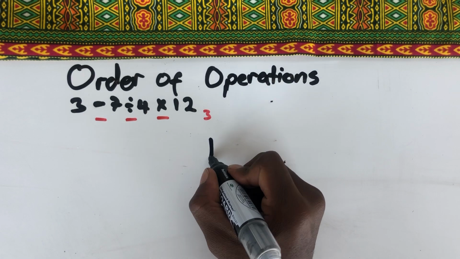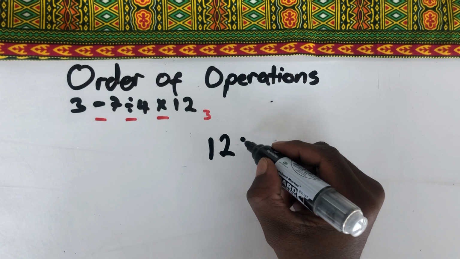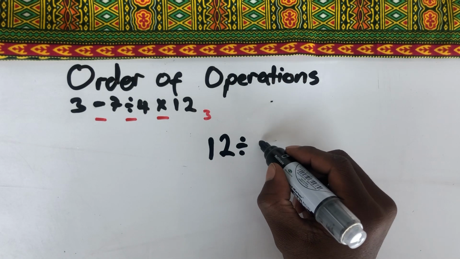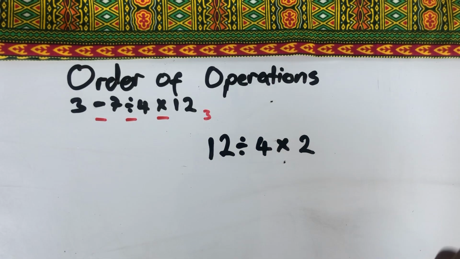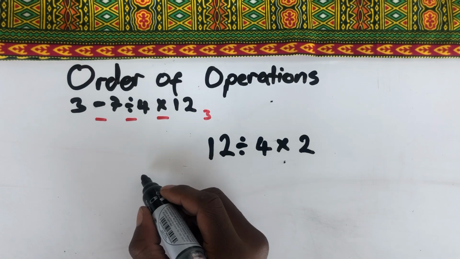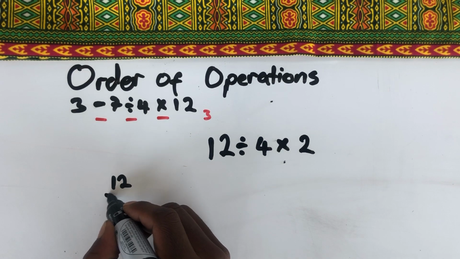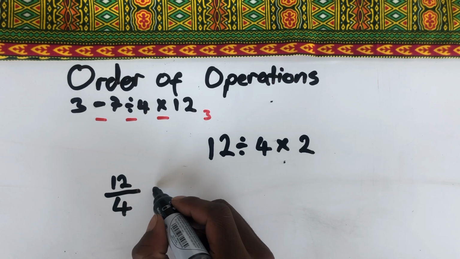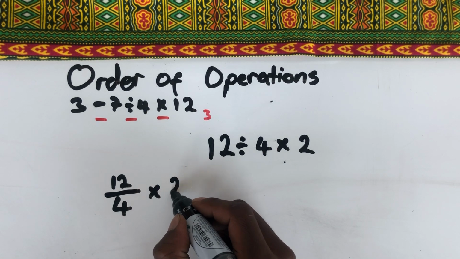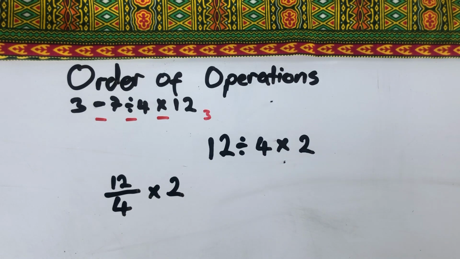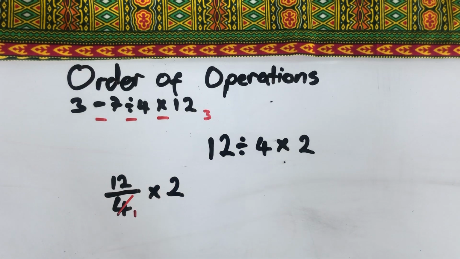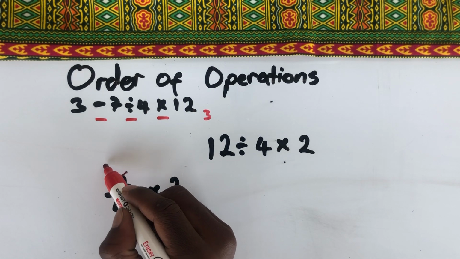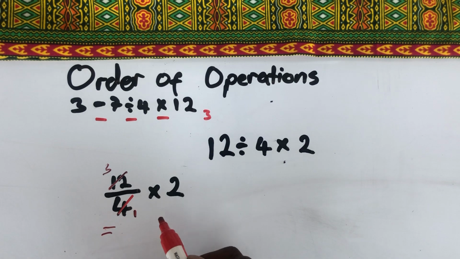If we take this expression, for example, 12 divided by 4 multiplied by 2, usually we write this as 12 over 4 multiplied by 2. What we would do here is divide that by 4 and divide that by 4, giving us 3, and the answer here would be 6.